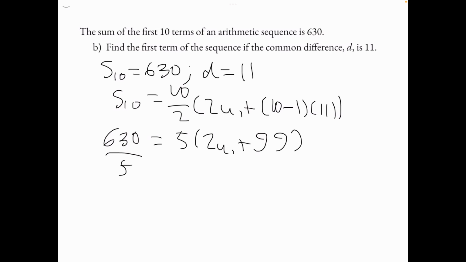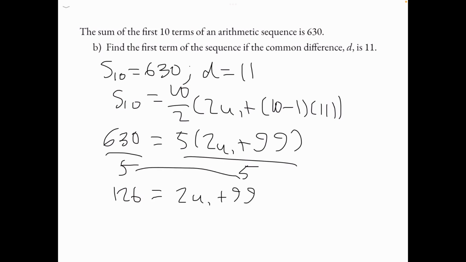And then you divide by 5 again. Now you have 126 is equal to 2U1 plus 99. Bring this over here. Now we have 2U1 is equal to 27. So U1 is equal to 13.5.